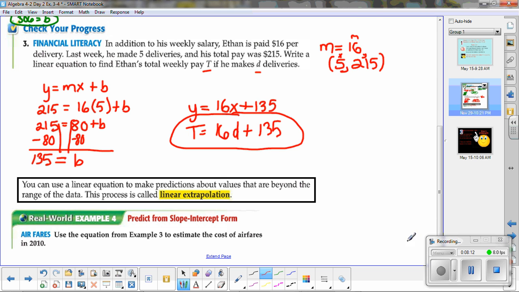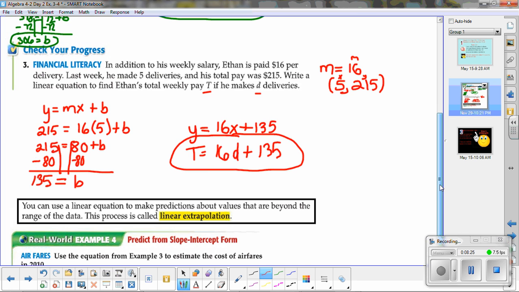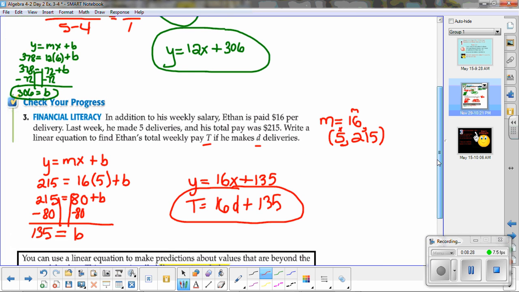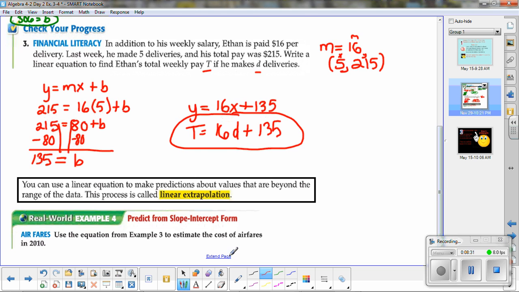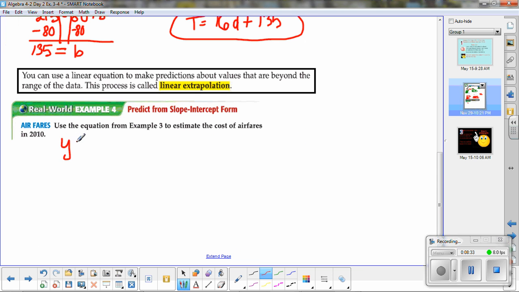You can use a linear equation to make predictions about values that are beyond the range of the data. This process is called linear extrapolation. It says use the equation from example 3 to estimate the cost of airfares in 2010. So I'm going to just peek up here. We had y equals 12x plus 360. And remember, x was the number of years since 2000.